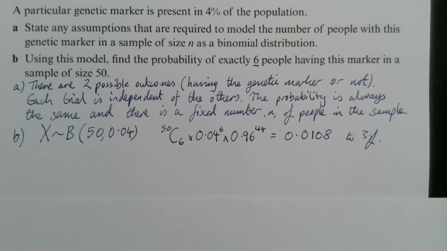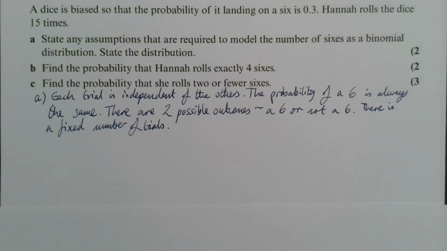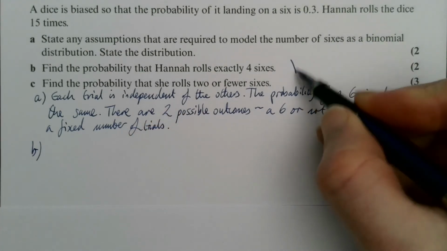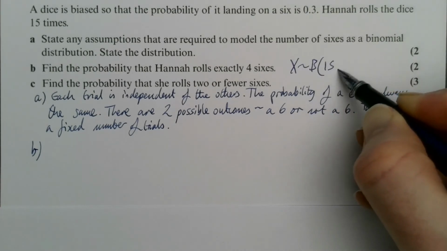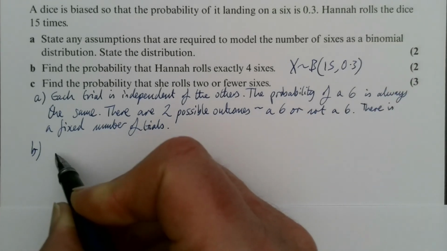Okay, one more example to go. So here it is. Pause the video and give it a go. The assumptions, as before, should look something like this. Then the probability that Hannah rolls exactly 4 6s. So what have we got? We've got 15 trials, and we've got a probability of 0.3 for a 6.